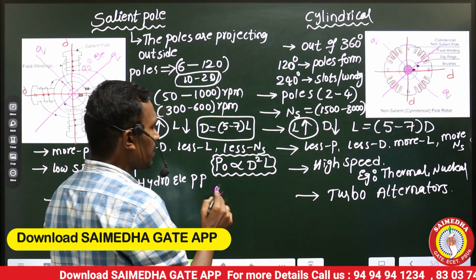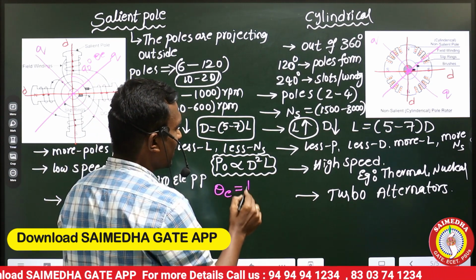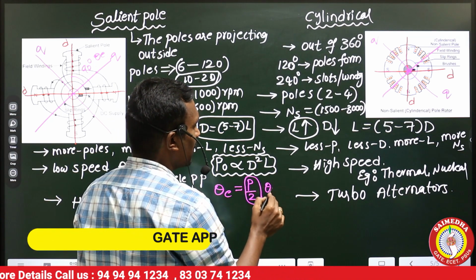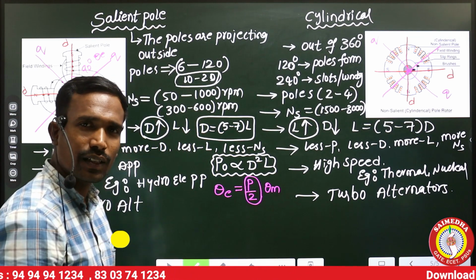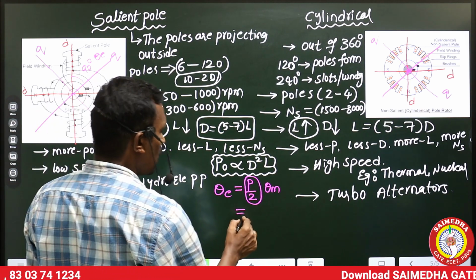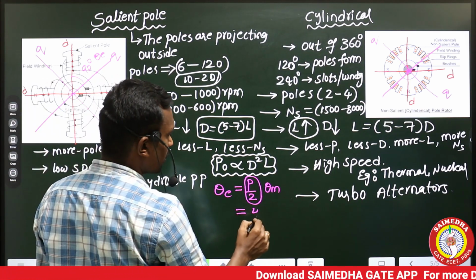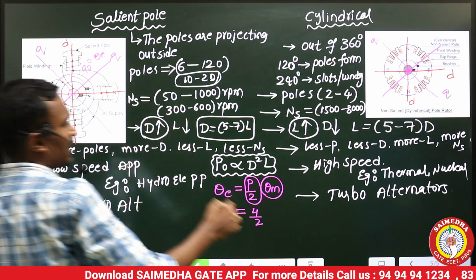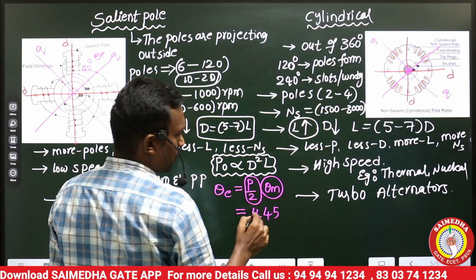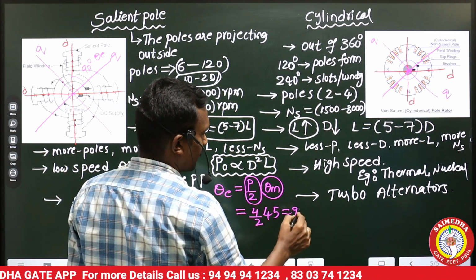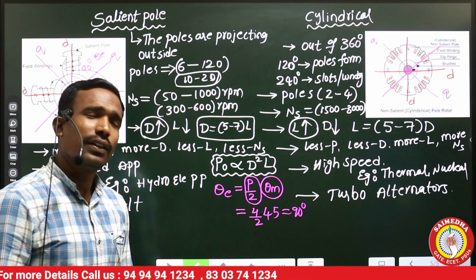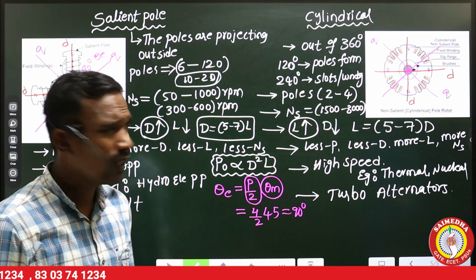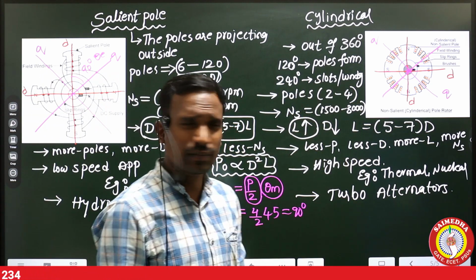What is the formula? Theta electrical is equal to P by 2, the pair of poles, times theta mechanical. How many poles are there? 4 poles, so 4 by 2 into theta mechanical. Mechanically you are seeing 45 degrees. 4 by 2 is 2, and 2 times 45 degrees equals 90 degrees. Ultimately this is 90 degrees, and here also 90 degrees.